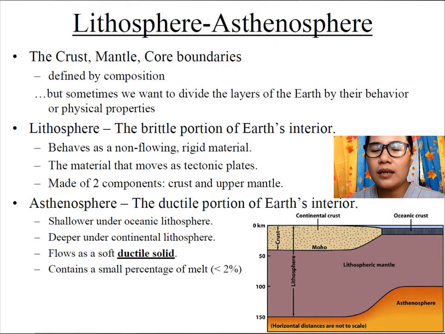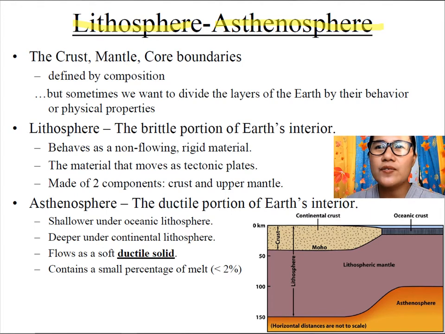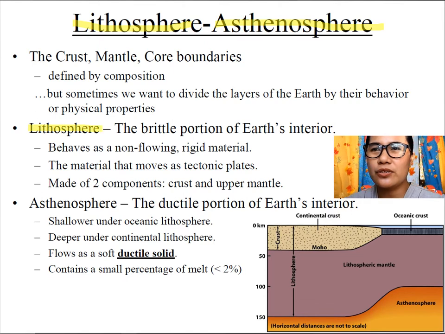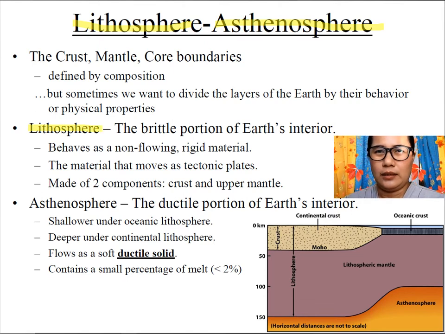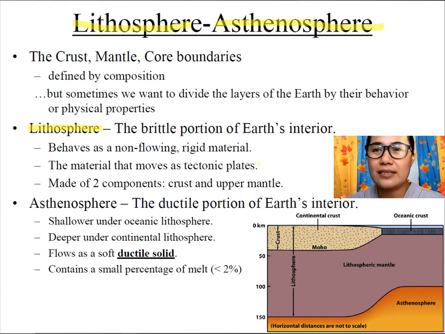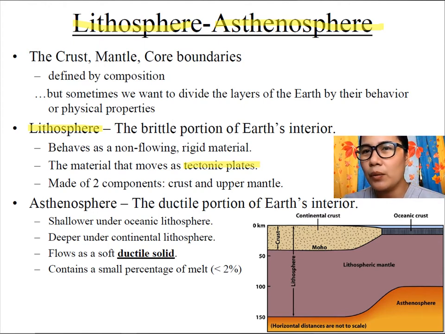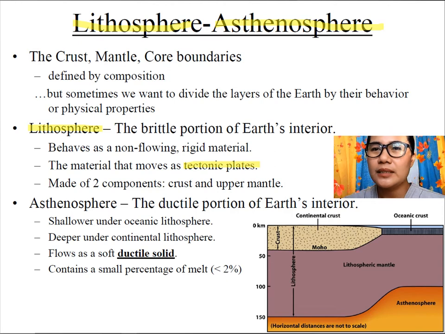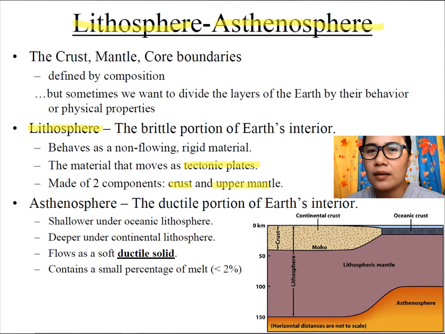Now, nakasugat na mo sa word nga lithosphere o asthenosphere nga gi-mention sa module. What's the difference between the two? The lithosphere is the brittle portion of the Earth's interior. It behaves as a non-flowing rigid material. It is the material that moves as tectonic plates. Si lithosphere, combination siya sa crust and a very small portion of the upper mantle. They move as one. Mao na siya ang gitawag nga mga tectonic plates.